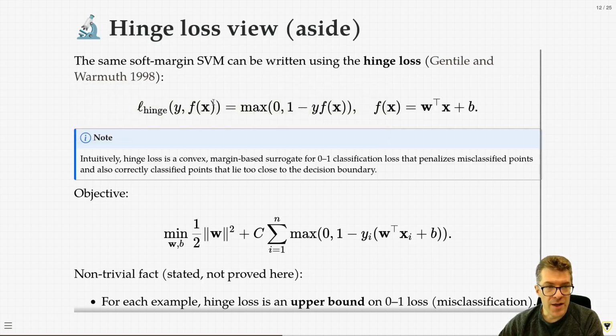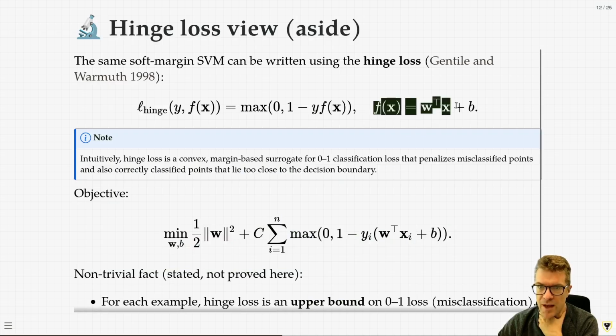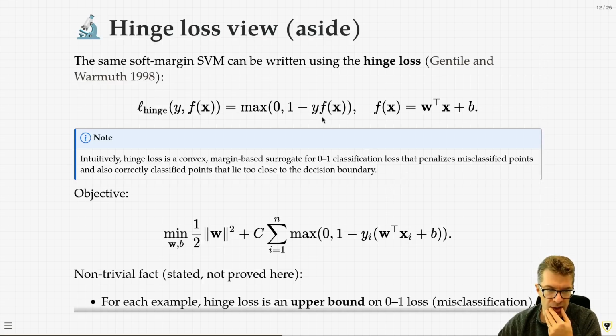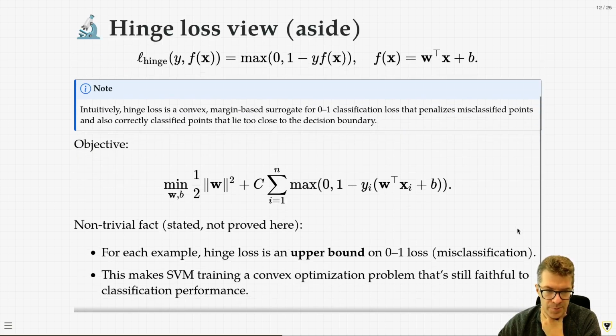We have this loss called the hinge loss. Again, just like any loss we've seen, this is like a difference between targets y and predictions f of x. And this is going to be the maximum of 0 and 1 minus y times f of x. And again, this is a binary classification task. And f of x is our simple linear function like we've seen many times already. So intuitively, this hinge loss is a convex margin-based surrogate for a binary classification loss that will penalize misclassified points and also correctly classified points that lie too close to the decision boundary.